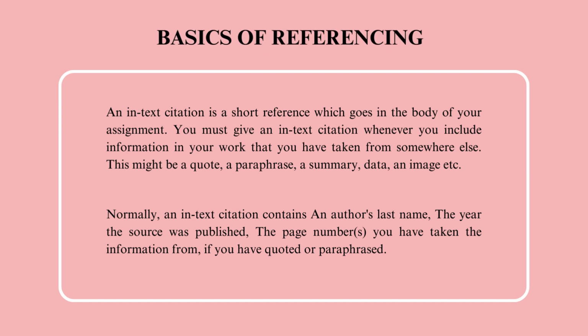An in-text citation is a short reference which goes in the body of your assignment. You must give an in-text citation whenever you include information in your work that you have taken from somewhere else. This might be a quote, a paraphrase, a summary, data, an image, etc. Normally, an in-text citation contains an author's last name, the year the source was published, and the page numbers you have taken the information from, in case you have directly quoted from source.